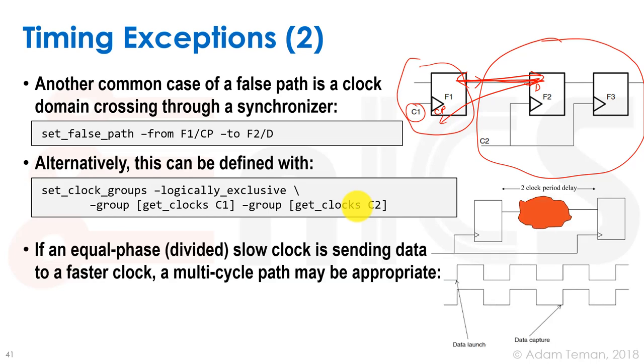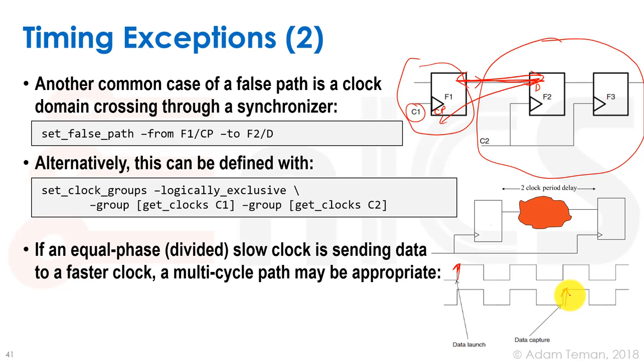There is a third type of thing here where we might be, for instance, going from a fast clock to a slow clock or a slow clock to a fast clock. And by design, it's supposed to work. And such a path is supposed to, for example, take two clock cycles. So we have this flip-flop that's driving another flip-flop. And we know that the delay here will take two clock cycles. So this is our launch edge, and this is our capture edge, and we want to tell the tool how to do that.